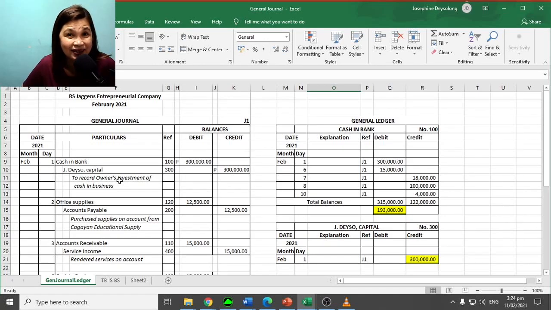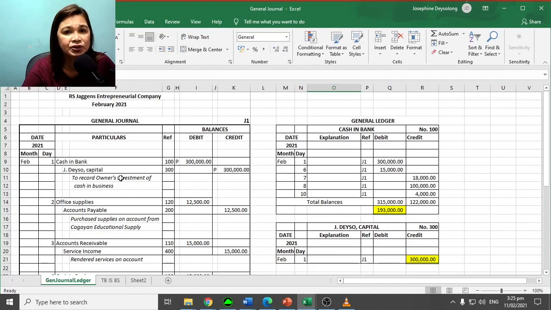That is my asset. And I have here the amount of 300,000, so that belongs to the debit side. Okay? I have here my credit. It is the parted with, no? So, I need to credit my capital. So, my capital here is already credit on the credit side. And I need to explain that under particulars, and that is to record owner's investment of cash in business.